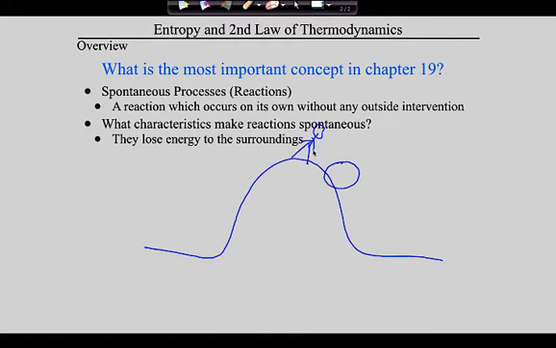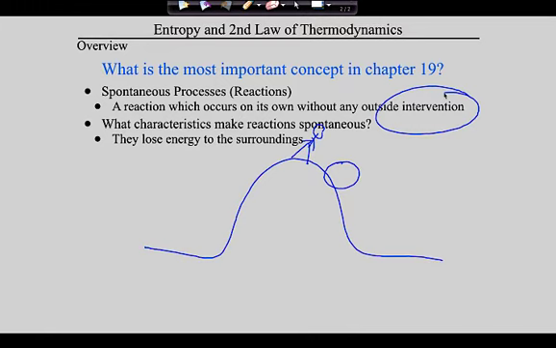You don't have to talk to it. You don't have to encourage it. You don't have to push it. You don't have to blow on it. That ball is going to roll downhill. What does that make it? Spontaneous. See, guys, this is what intervention looks like. And this is what spontaneous looks like in a macro scale physical sense. The idea, guys, is spontaneous processes happen without outside intervention. That ball is rolling downhill.